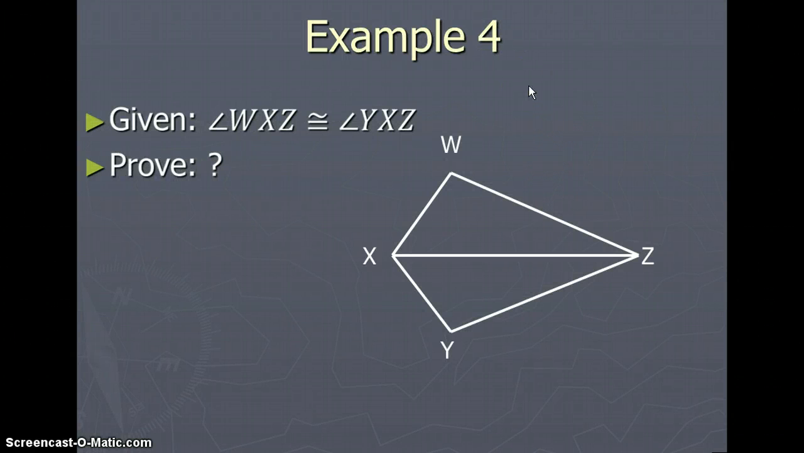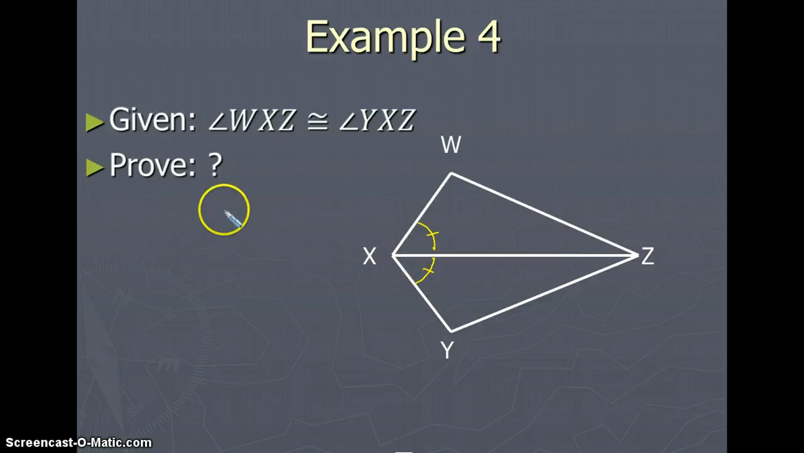Example 4, we have angle WXZ is congruent to angle YXZ. So why don't I mark this off so we can see exactly what that tells me. Again, no real key terms in this, but looking at the diagram, when I mark that off, that tells me that something has happened to this larger angle, angle WXY. So if I have two pieces of an angle that are the same, what that means is that the bigger angle has been bisected, cut into two equal parts.